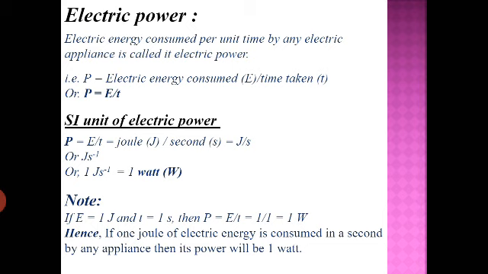Just take an example: if E is 1 joule and T is 1 second, then power will be E by T, 1 by 1, that is 1 watt. Means if a particular device consumes 1 joule of energy in 1 second, we can say its power is 1 watt. And this is the definition of the SI unit of electric power also. So if the question comes how to define the SI unit of electric power, we have to go for this answer. I hope it is understood.